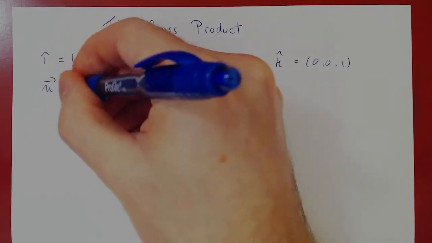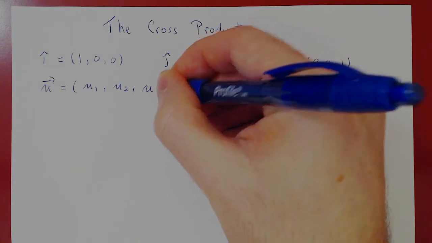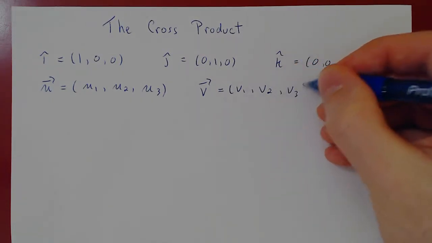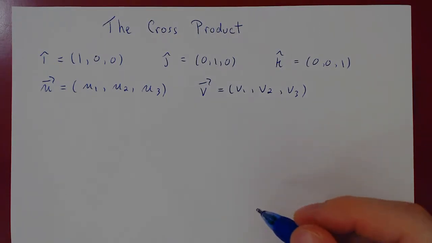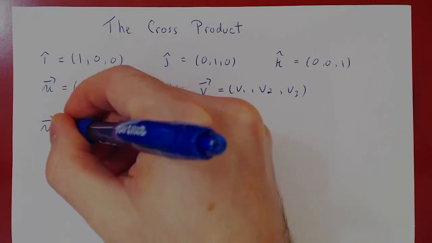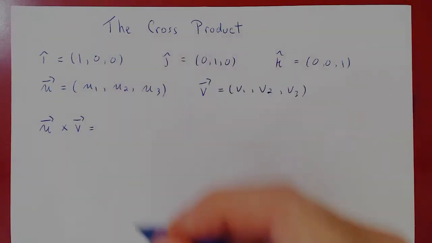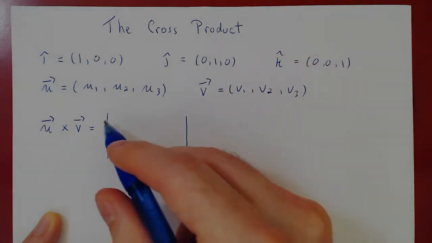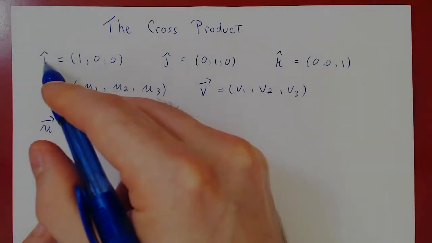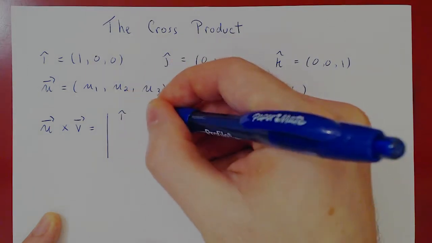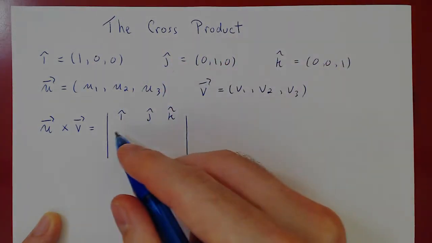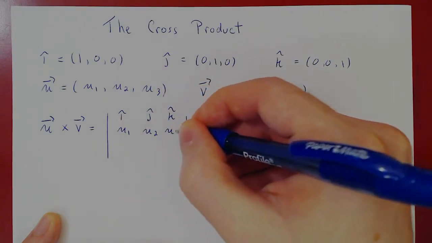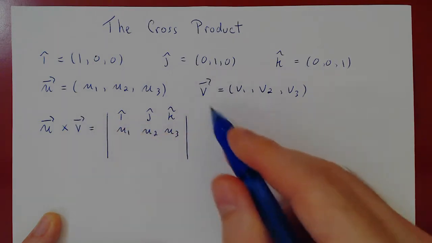Suppose vector u has coordinates u1, u2, u3, and vector v, also in R3, has coordinates v1, v2, and v3. The cross product is denoted by u cross v, and the way it's written down is as a determinant. Here's where it's a bit strange. The first row will not be actual real numbers, they'll be vectors: vector i, vector j, vector k. And then the second row are actual real numbers. They'll be the coordinates of the first vector, u1, u2, u3. The third row, the coordinates of the second vector, v1, v2, v3.